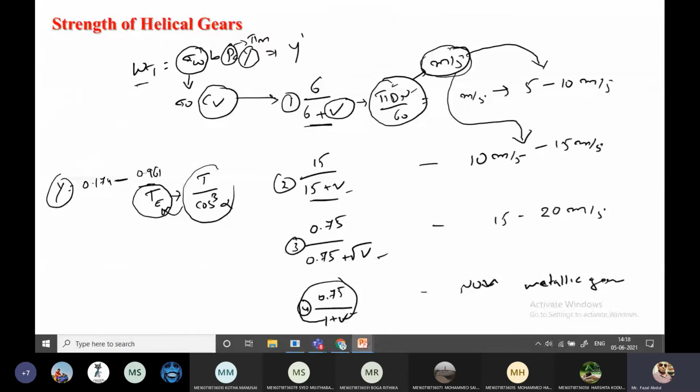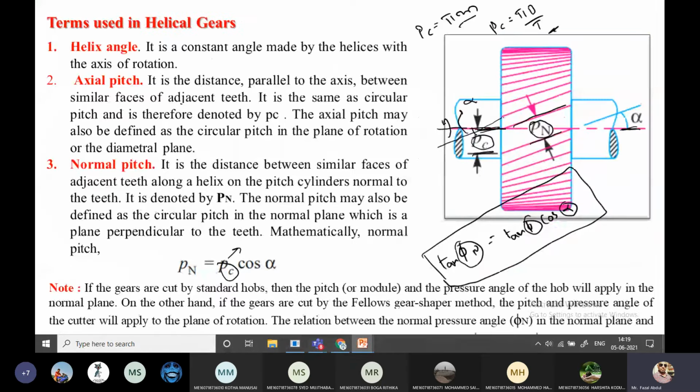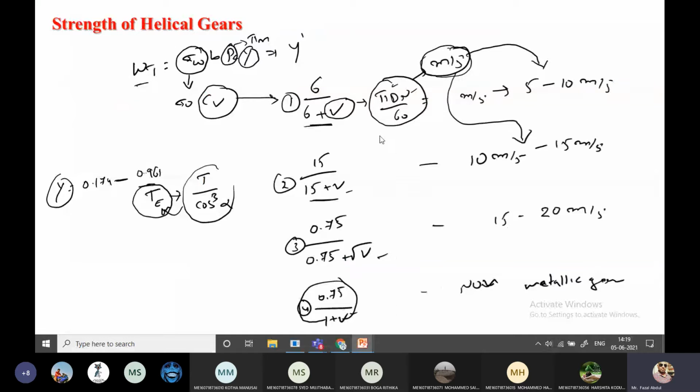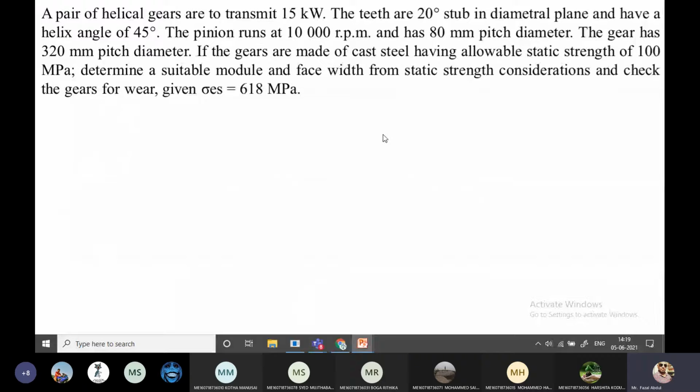So yesterday we discussed the facets of the helical gear: terminology, proportions of the helical gears, and effective number of teeth. So these are all the strength of the helical gear. These are all things we discussed. So today we are going to solve one numerical.